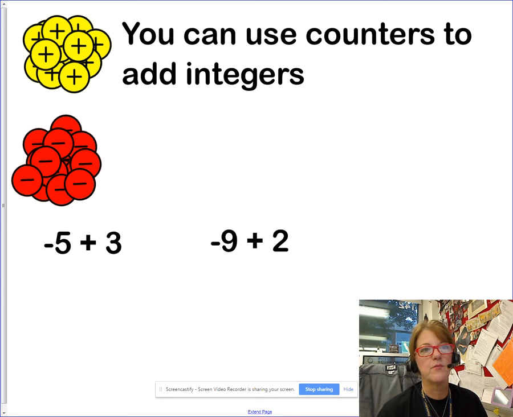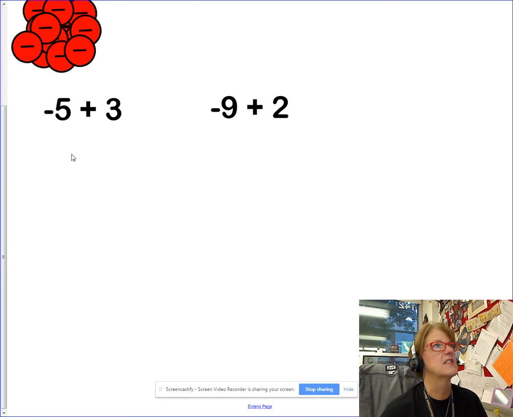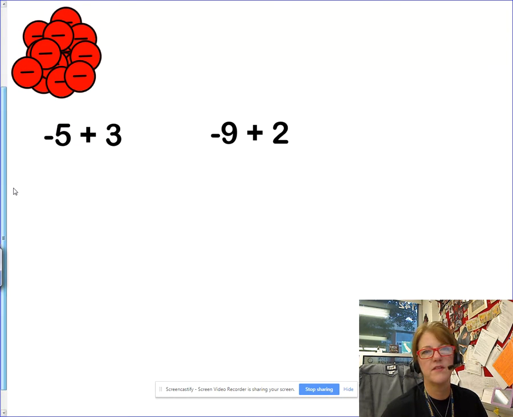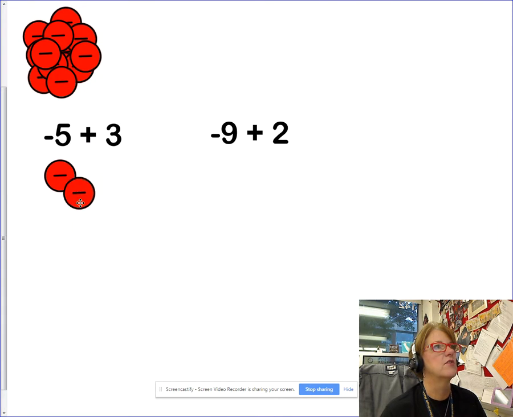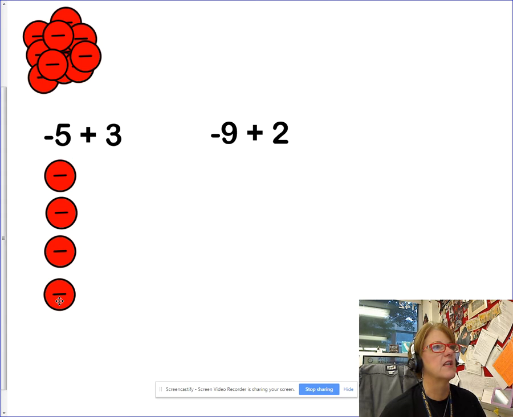So this time we're going to tackle it by using counters. All right, so let's take a look at this first question. It says -5 plus 3. Now, if we're going to model this with counters, and in your notes, I want you to draw 5 circles that have negative signs in there to represent -5. 1, 2, 3, 4, 5.